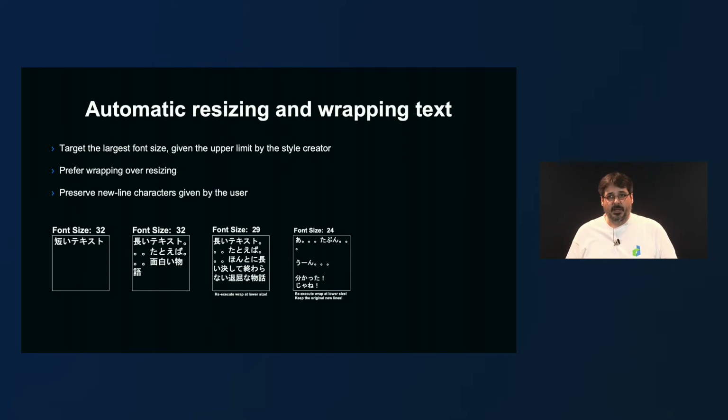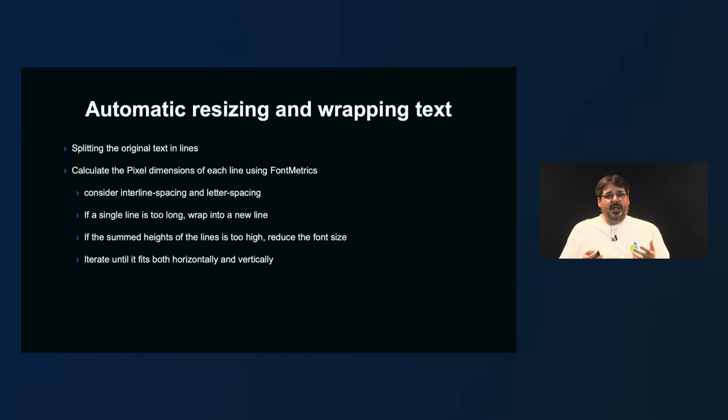So the algorithm works by splitting the original text in lines, calculating the pixel dimensions of each line using the font matrix classes, and then it will adjust for interline spacing and letter spacing.